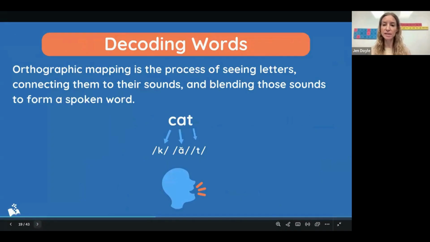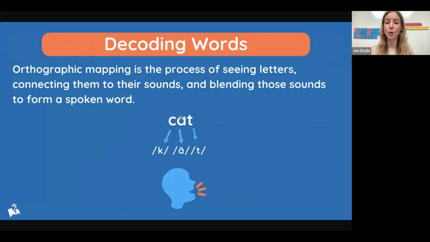And so this process involves two pieces. We have decoding words and encoding words. When we're decoding, a reader sees a word on the page and they're connecting those letters to a sound and blending them to form a spoken word. Like in the example cat, you see that word there, and then a reader is decoding it, breaking it up into those pieces and saying k, a, t, cat.